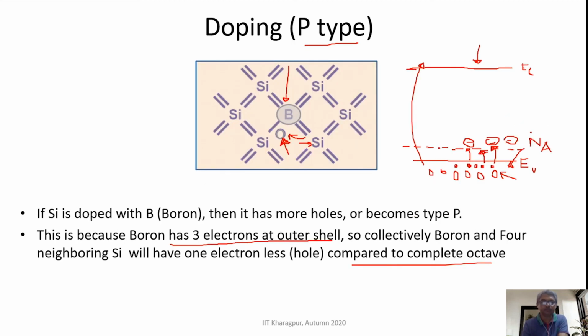Now, the point to be noted here is that in case of an n-type extrinsic semiconductor, the majority carriers are electrons, whereas in case of a p-type semiconductor, the majority carriers are holes. It is unlike intrinsic semiconductors, where the number of holes and electrons are the same. Here, for n-type the majority carriers are electrons, and for p-type the majority carriers are holes.